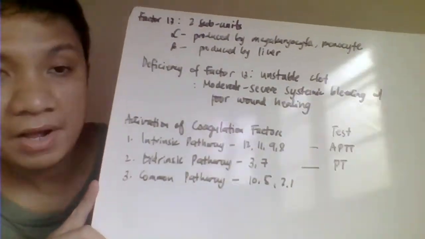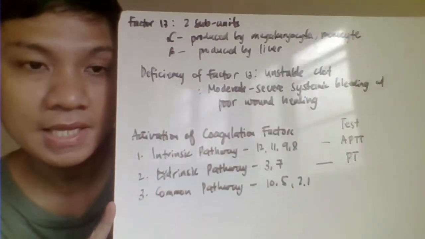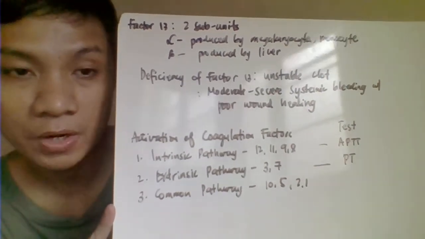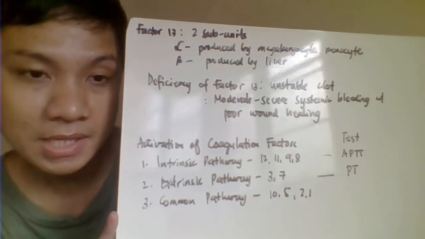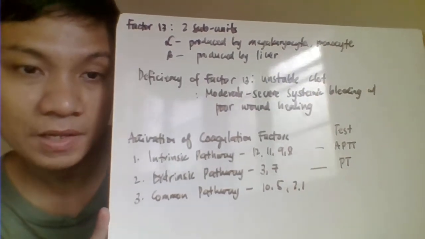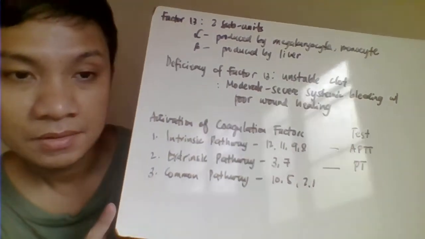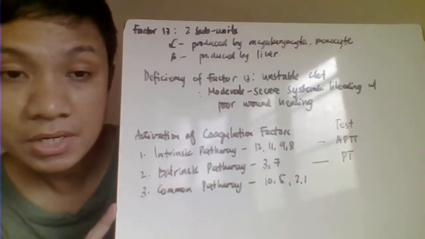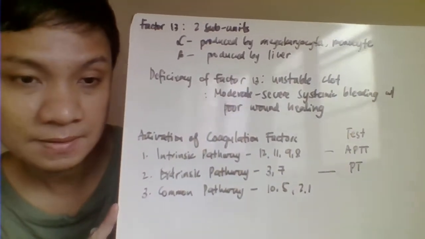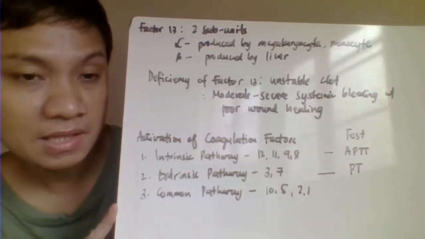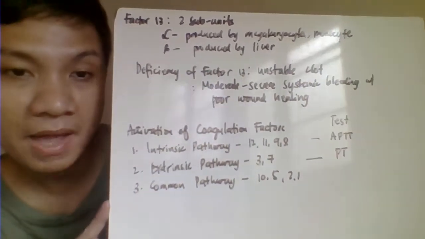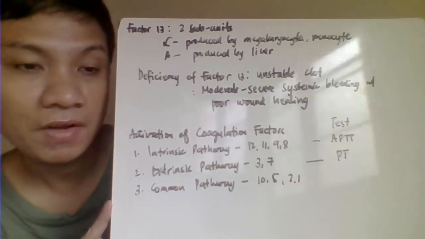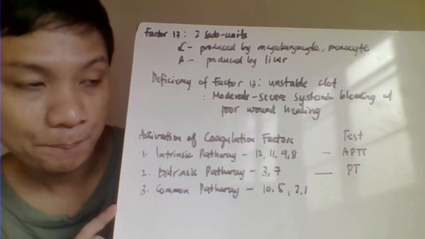Okay, so we have here the factor 13. So again, factor 13 or the fibrin stabilizing factor or the Lacki-Lorand factor. So again, we are needing the factor 13 in order for you to have a stable na clot formation. The factor 13 is made up of two subunits, the alpha and the beta subunit. The alpha subunit is produced by your megakaryocyte and your monocyte. The beta subunit of your factor 13 is produced by our liver.